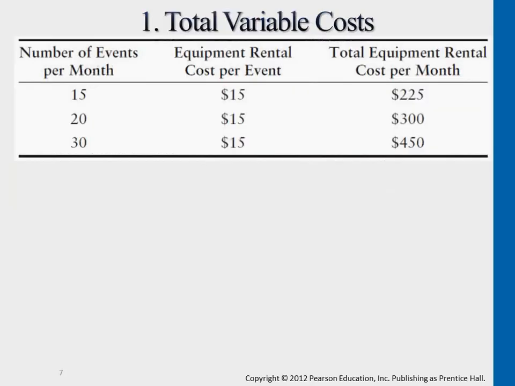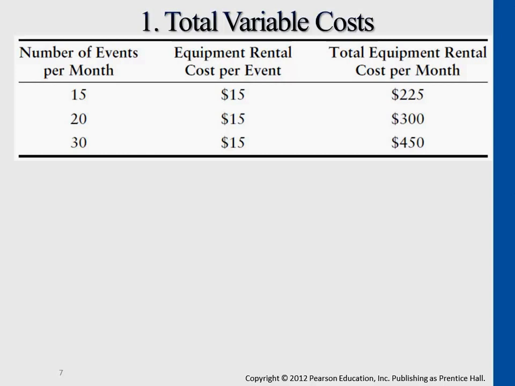Okay, let's take a look at this table here. So what does this tell us? What is the number 15 that you see in all three rows? It's an equipment rental cost per event, and it will be incurred for each and every event that's held.